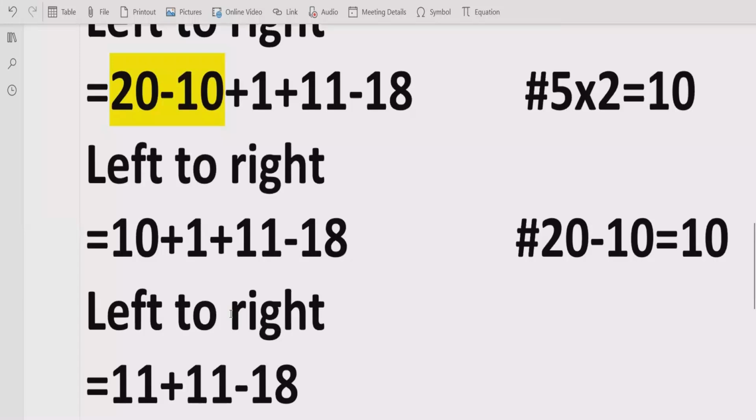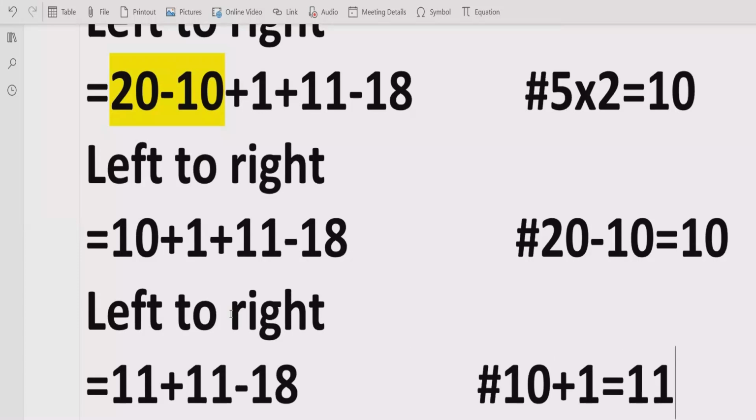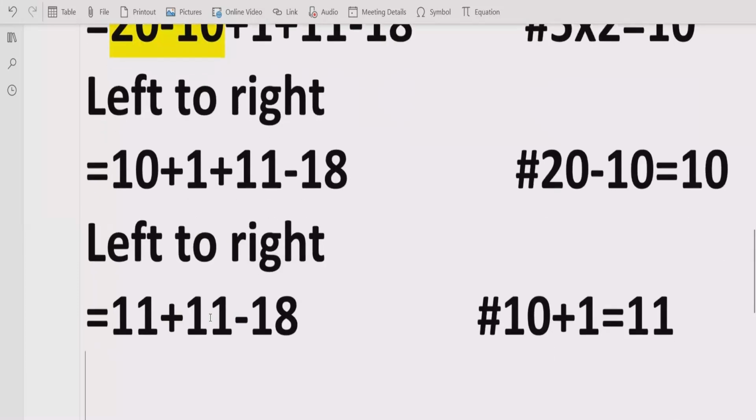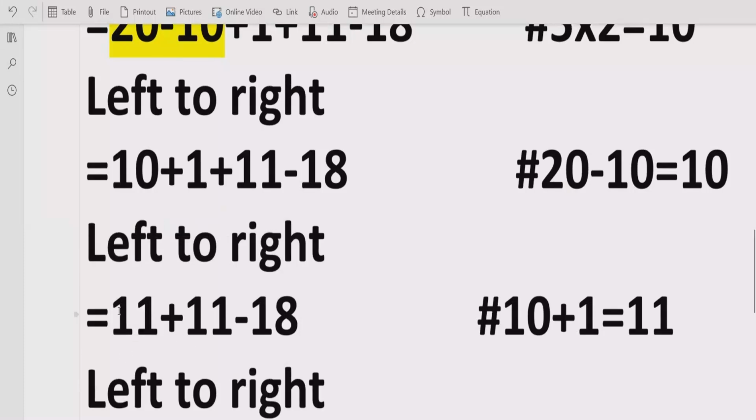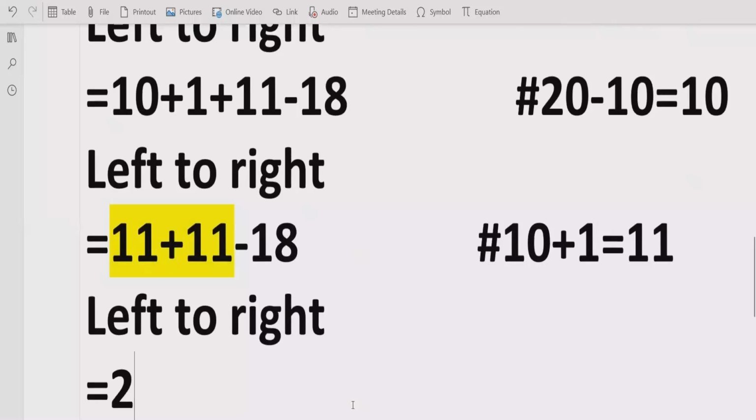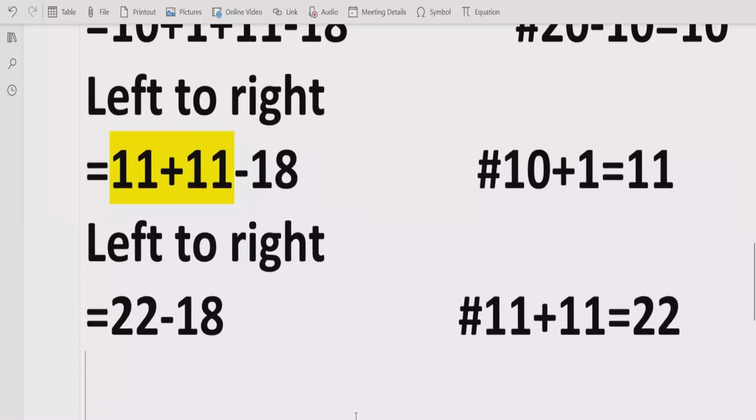So here we write 10 plus 1 equals 11. Now again we will go left to right. We have two terms, which are 11 plus 11. So we will add both of them and get 22 minus 18. We will write it as it is. And here we will give the reference: 11 plus 11 equals 22. Now we have two terms which are subtracting each other. So we will subtract both of them and the answer is 4.